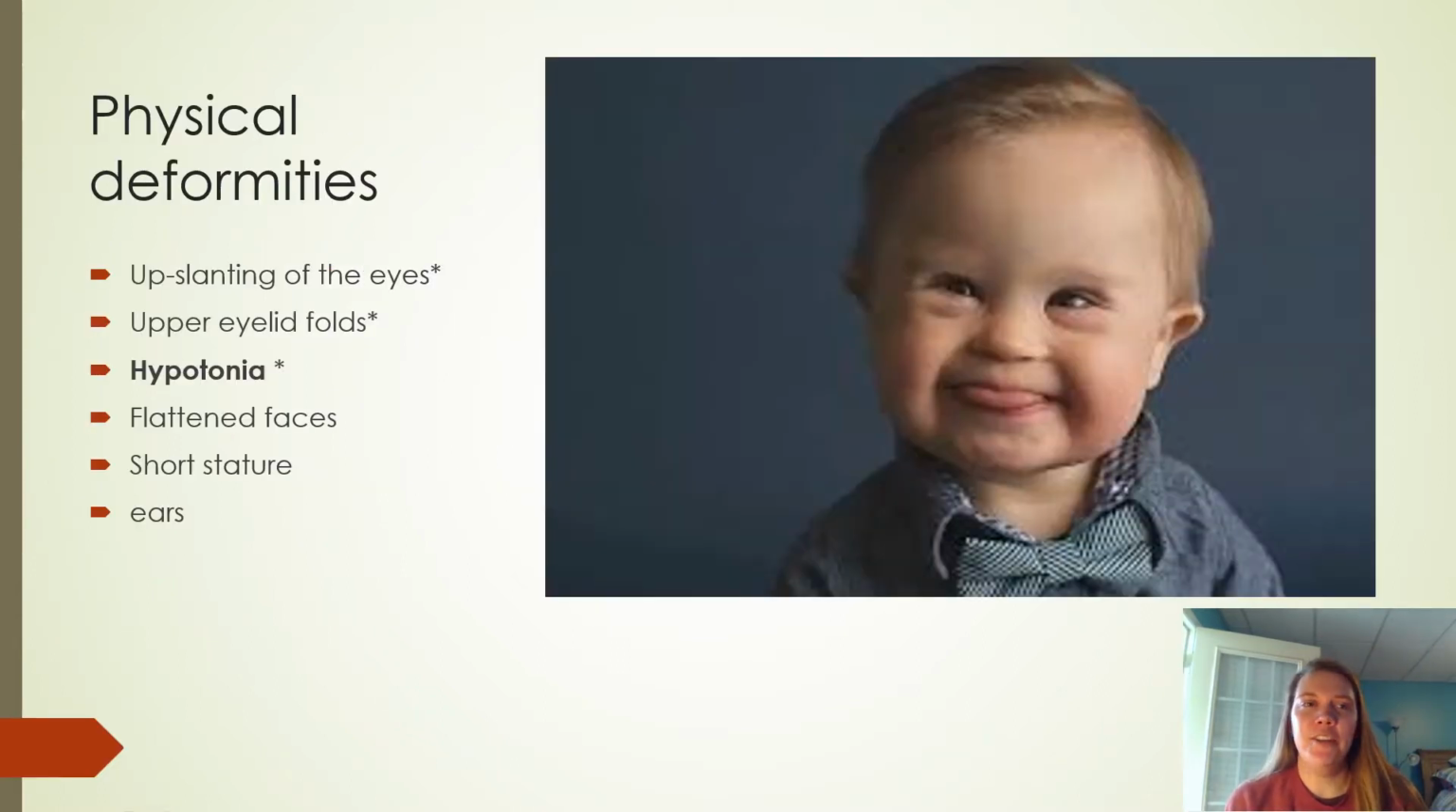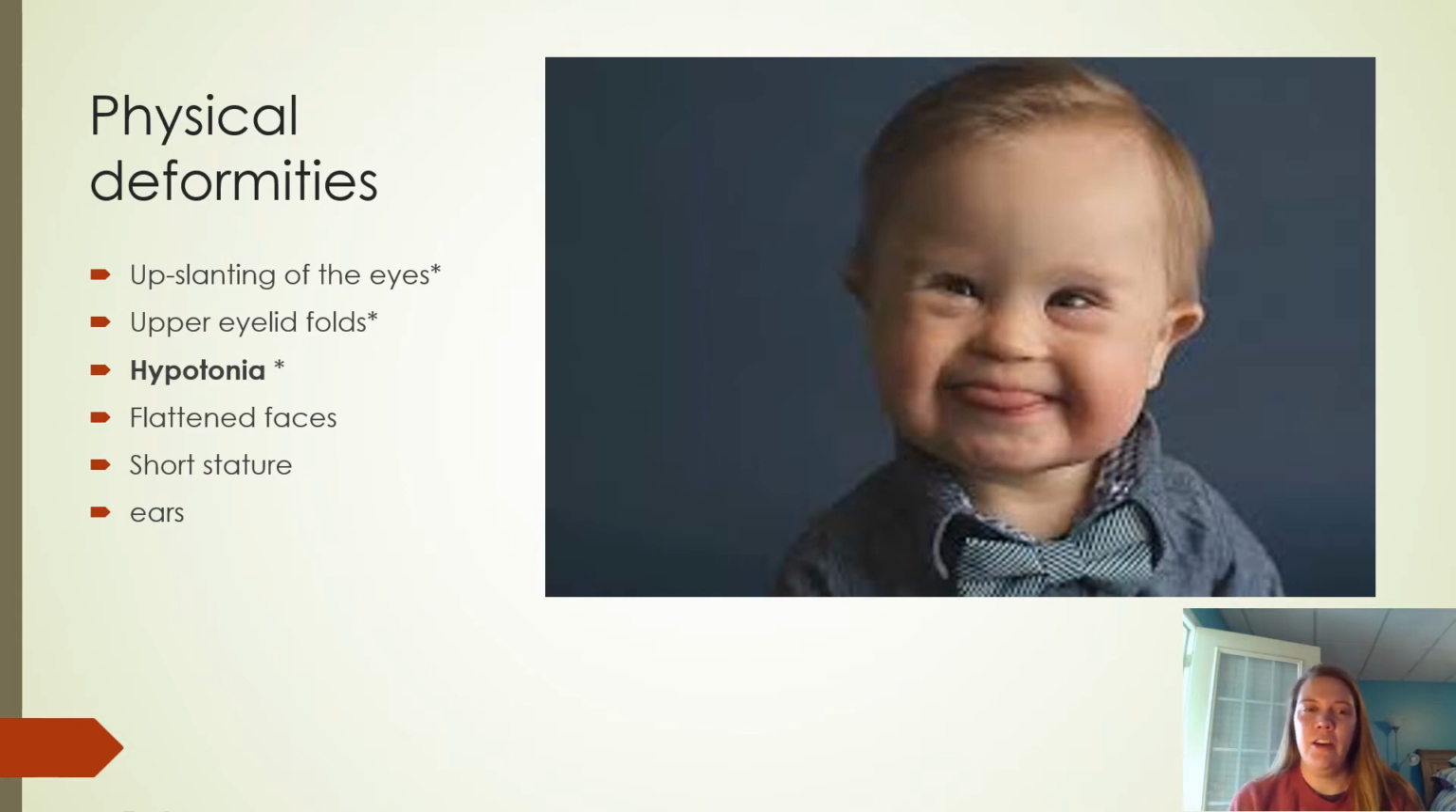Next, we're going to touch base on the physical deformities that you will see in individuals with Down syndrome. The first three here that you see on the slide are the most prevalent. Upslanting of the eyes, upper eyelid folds, and hypotonia are the three main things that you will see when you come in contact with an individual with Down syndrome. The upslanting of the eyes and the upper eyelid folds, you can see here on the picture of this little boy. However, hypotonia, you cannot.